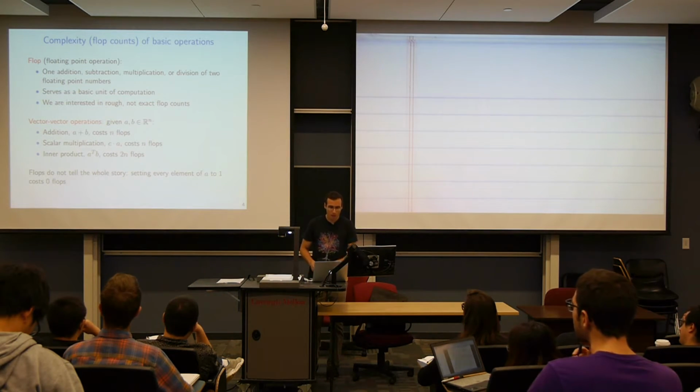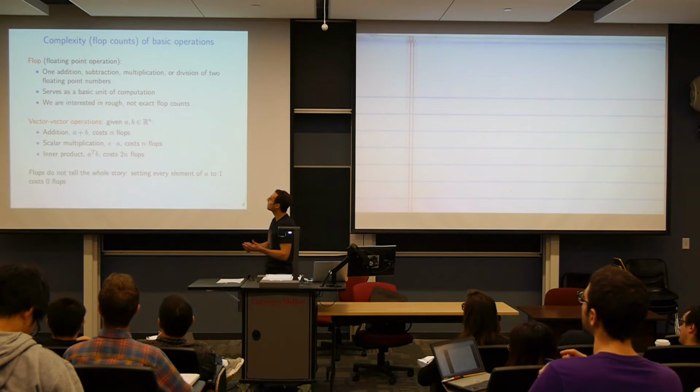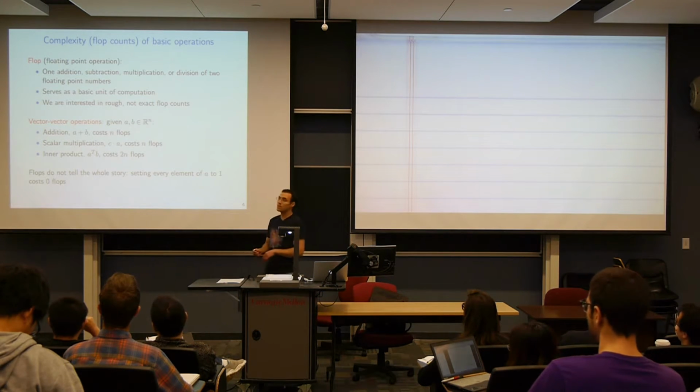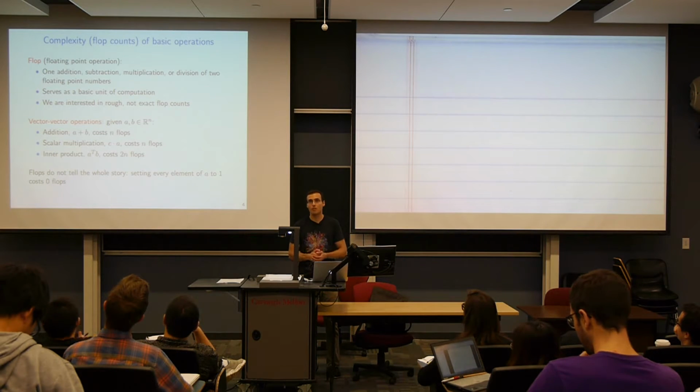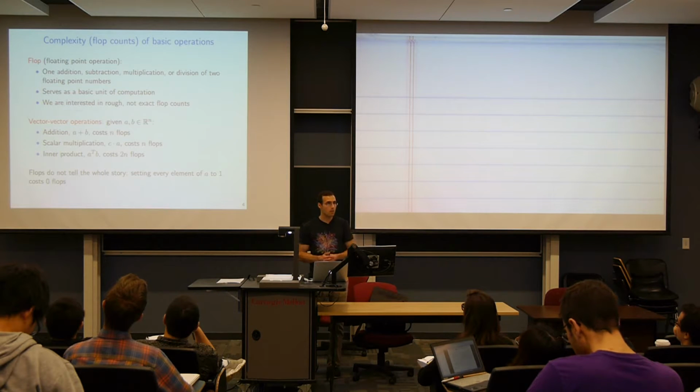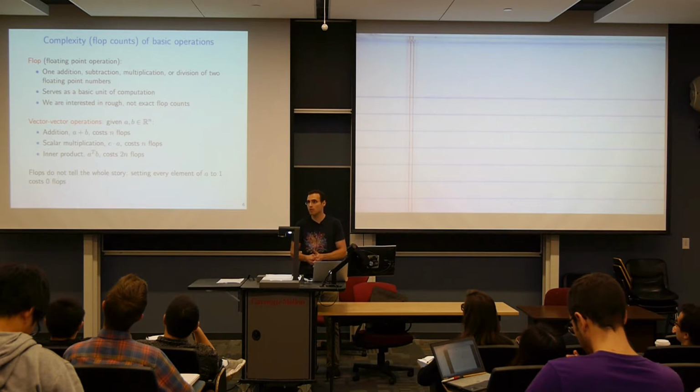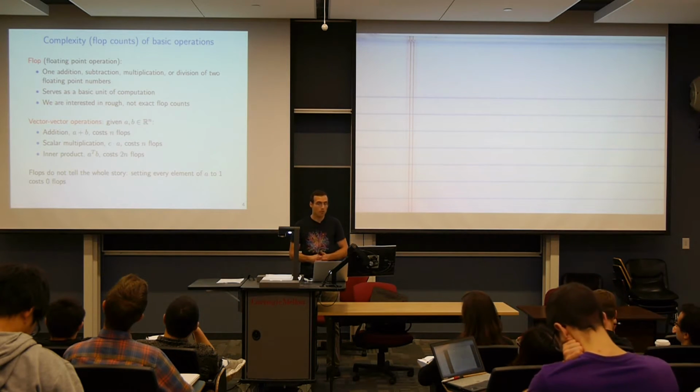So what's a flop? A flop stands for a floating point operation. So literally, it counts one addition, subtraction, multiplication, or division of two floating point numbers as performed by your computer. That's the definition of a flop. It serves as a basic unit of computation when you think about the complexity of a certain sequence of operations. It's not perfect.